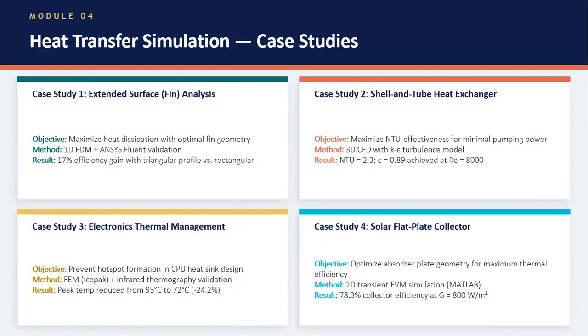The third example addresses electronics cooling, where thermal simulation reduced hotspot temperature significantly in a CPU heatsink design. The final case study investigates a solar flat plate collector, where transient simulations improved collector efficiency and thermal performance. These examples demonstrate how simulation drives innovation and optimization across various engineering domains.